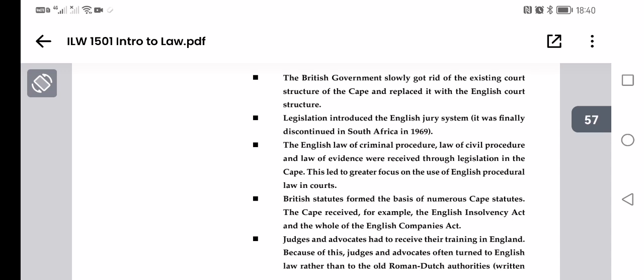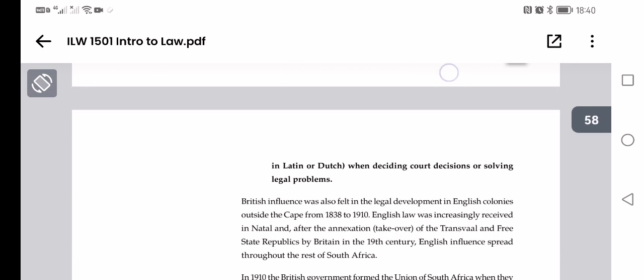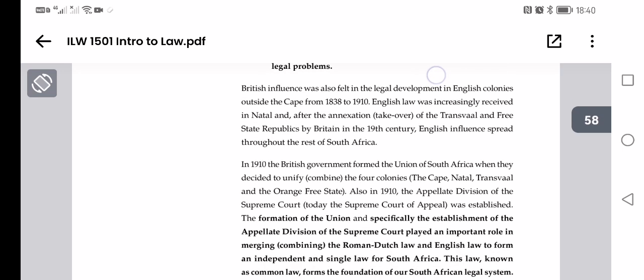British statutes formed the basis of numerous Cape statutes. The Cape received, for example, the English Insolvency Act and the whole of the English Companies Act. Judges and advocates had to receive their training in England. Because of this, judges and advocates often turned to English law rather than to the old Roman Dutch authorities written in Latin or Dutch when deciding court decisions or solving legal problems.